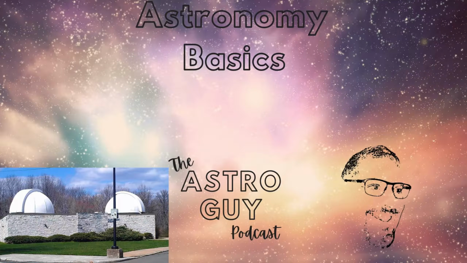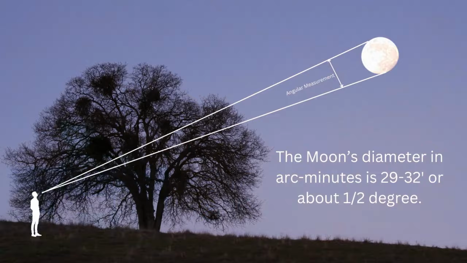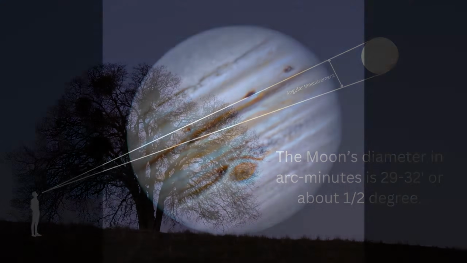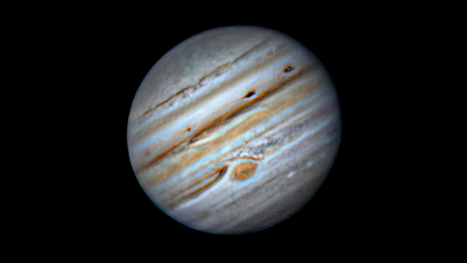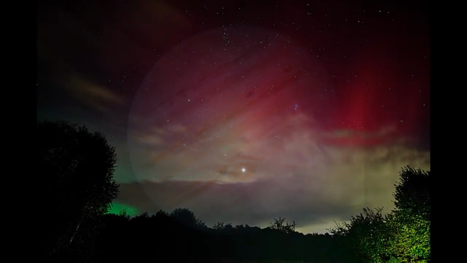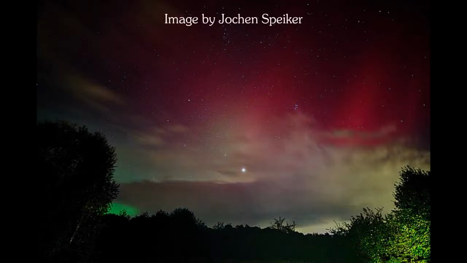Angular measurement is a useful way to explain the sizes that things appear to us, as opposed to how large they actually are. For example, we know what the actual diameter of Jupiter is. It measures 88,846 miles in diameter. But when we see it with the naked eye, it only appears as a bright point of light. Because it's so far away, it appears small.